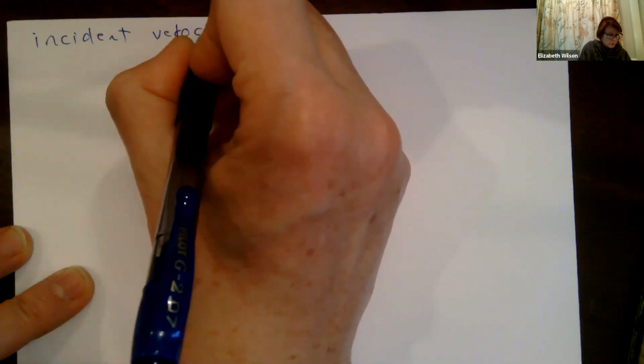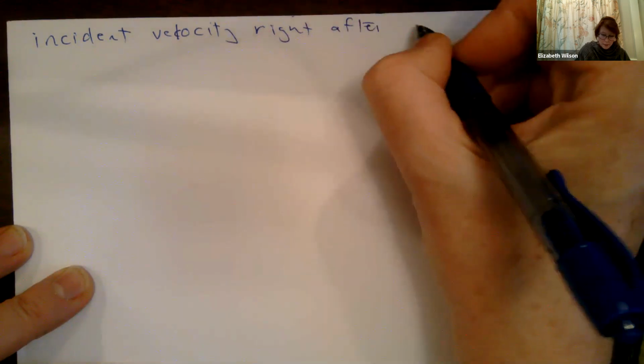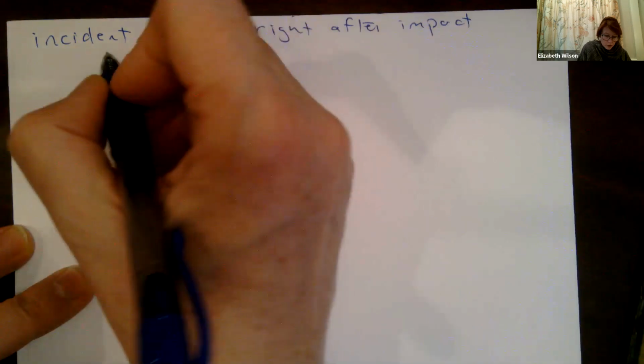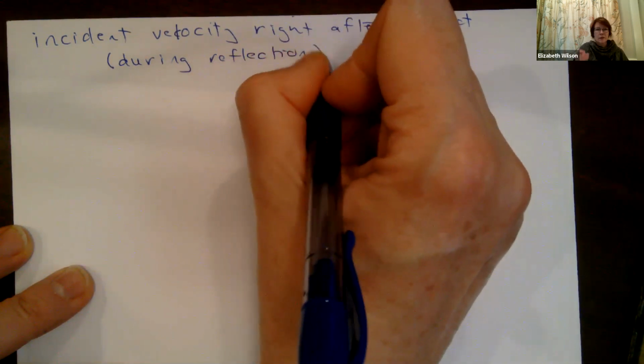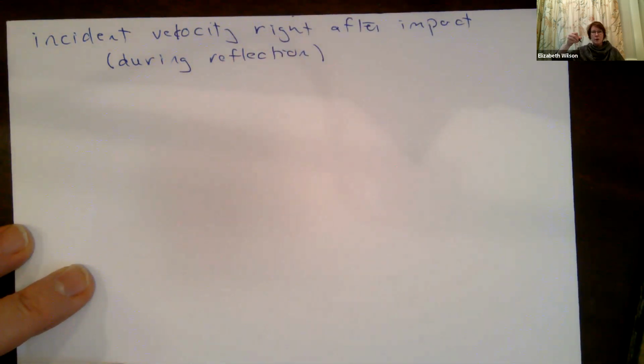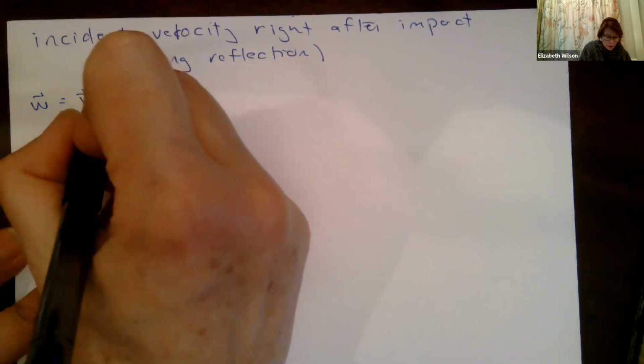Okay, so now we're going to call it the incident velocity after impact, which is during our reflection. So the particle drops down, hits the well, and bounces off. So it has a velocity as it goes. So I need to know what's going on. So my incident vector, W, equals V minus 2 times our projection.